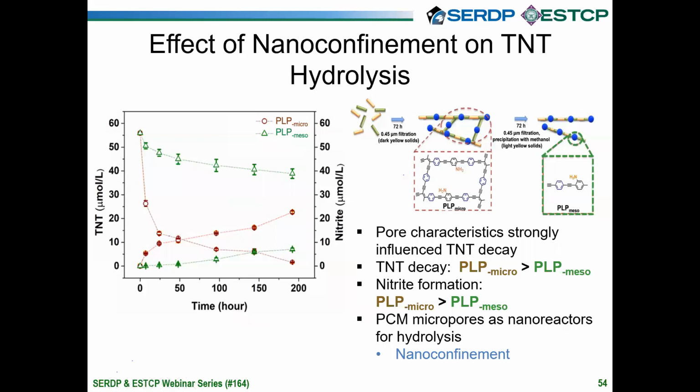We also compared the reactivity of 2 PLPs with different pore characteristics. The brown circle represents PLP with micropores versus the green triangle represents PLP with no micropores. Our results clearly indicate that the presence of micropores accelerated TNT decay, and the formation of nitrite, which is shown on the right y-axis, mirrored the same trend.